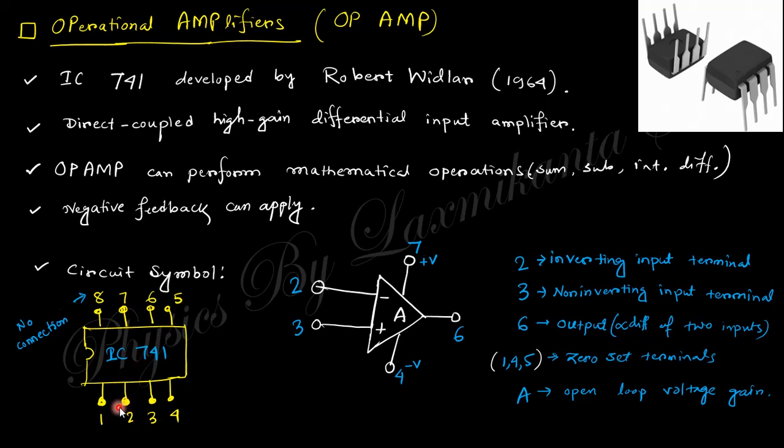In these 8 terminals, 2 and 3 are the inputs and 6 is the output. 2 is the inverting input, that means the phase between the input at 2 and the output at 6 will be opposite. And 3 is a non-inverting input, that is, the phase of the input at terminal 3 and the output at 6 will be the same, that's why this is the non-inverting input. So number 2 is the inverting terminal, 3 is the non-inverting terminal, and 6 is the output.